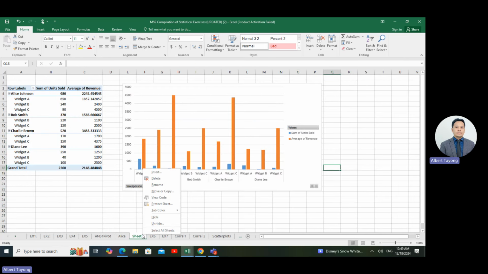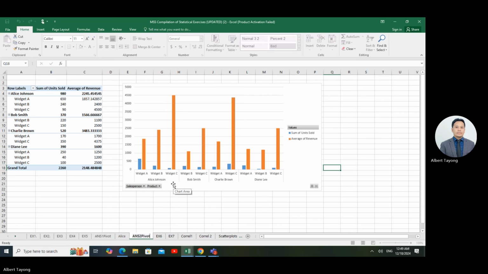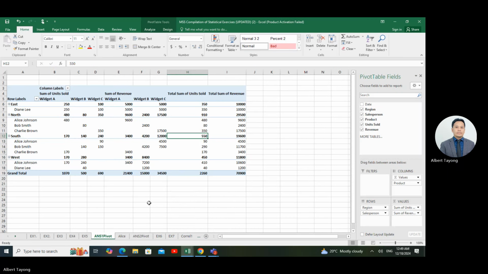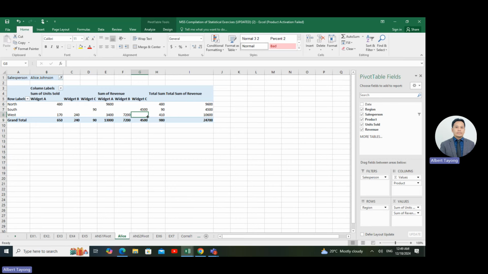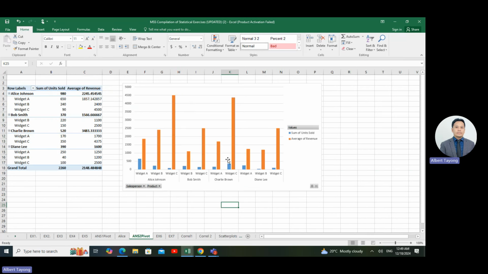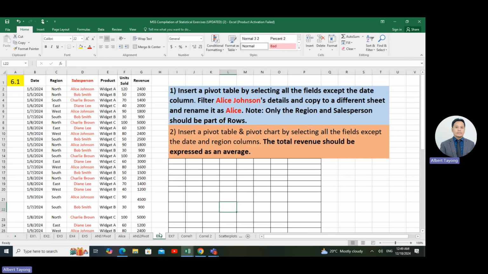So we can rename this one as answer 2 of the pivot. This is our answer 1. This is the filter data for Alice, and we have the answer of the second question. So we are done with question 6 actually.